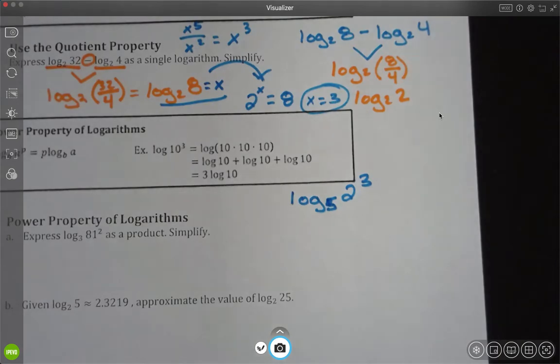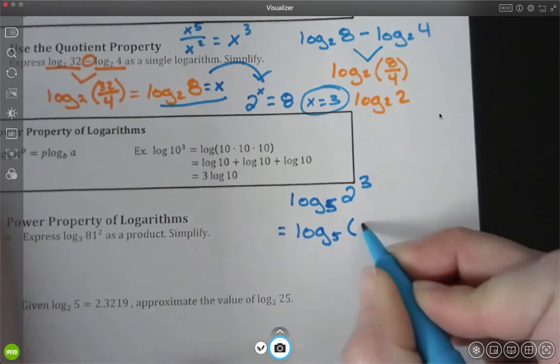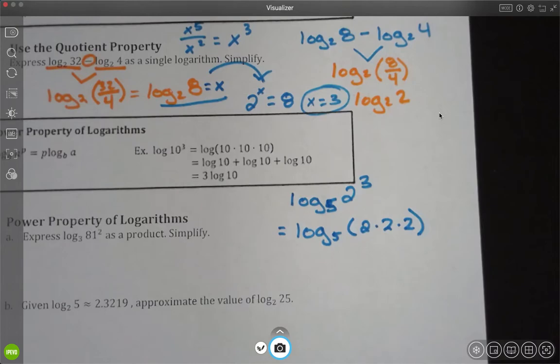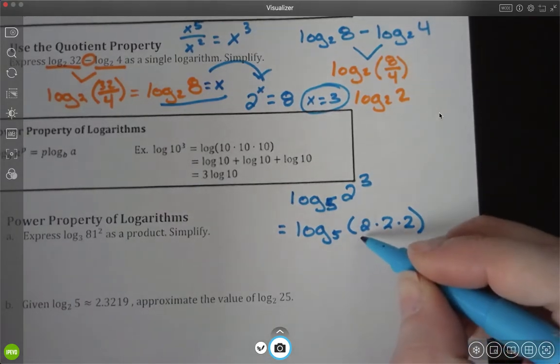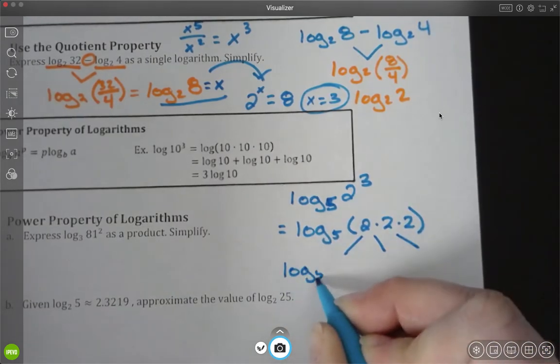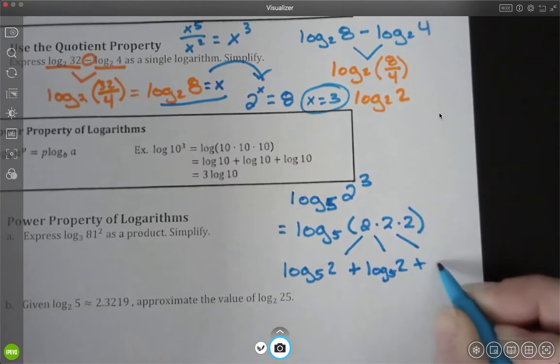This means log base 5 of 2 times 2 times 2, right? 2 to the third power means 2 times 2 times 2. Now, multiply means what? Add, not divide. So I can split this apart into 3 pieces, which becomes log base 5 of 2 plus log base 5 of 2 plus log base 5 of 2.